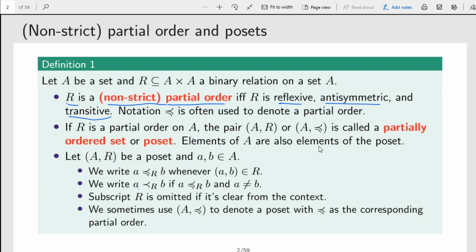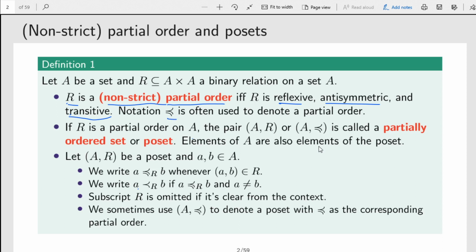So the properties to be satisfied by R are reflexivity, antisymmetry, and transitivity. Remember, in equivalence relation, R has to be reflexive, symmetric, and transitive. Here, in partial order, R has to be reflexive, antisymmetric, and transitive. We use this notation with the curly less than or equal sign to denote a partial order.